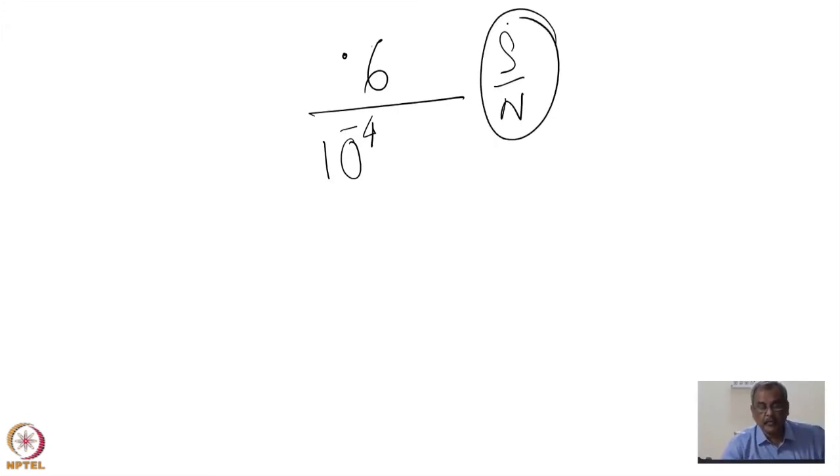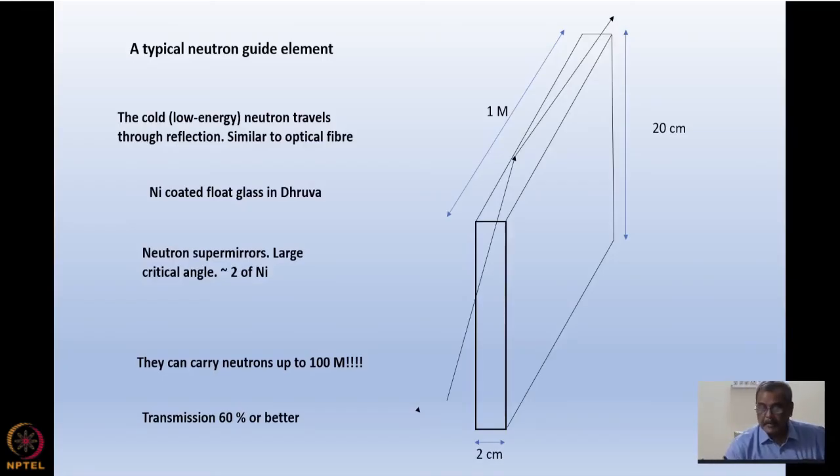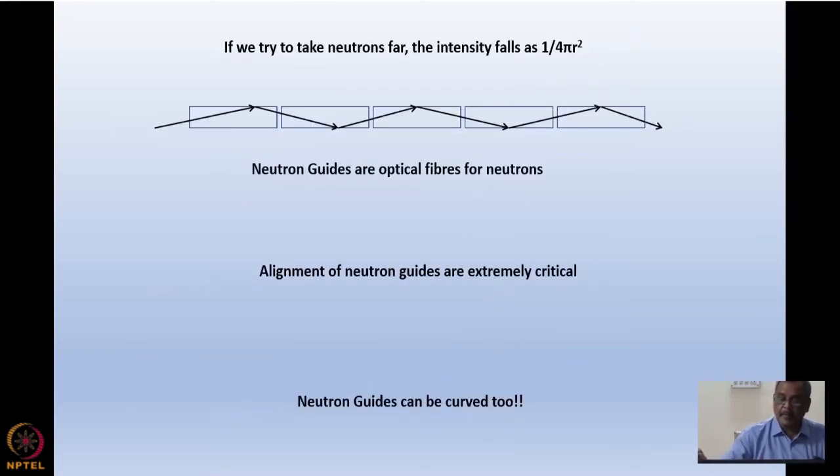And also the guides and the gaps in guides allow us to put a number of experiments on the same guide, which will be difficult to accommodate in a reactor. I'll show you the photographs, then you will realize. So this is the basic principle of the guide: total external reflection from a coated glass, and then it can carry like this. If you want to take the neutrons far, the intensity falls as 1 by 4 pi r square if we just allow free flow. But here neutron guides are optical fibers for neutrons, so alignment of neutron guides is extremely critical.